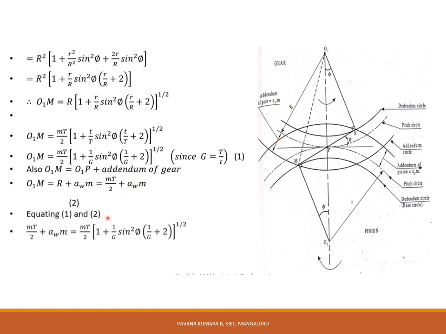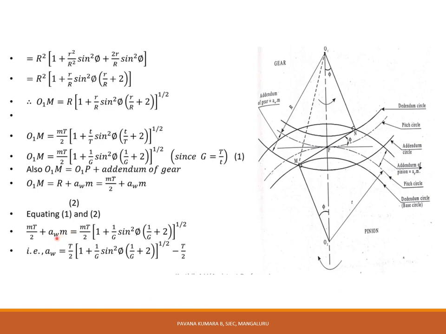So next, from equating these two equations, this is one equation and this is one more equation. Combined together, this is also O1m and this is also O1m. Equations 1 and 2 clubbed together, you will get this equation. Then from that equation find out AW. So AW is nothing but addendum constant. Addendum constant we are going to find out. So how to find out addendum constant?